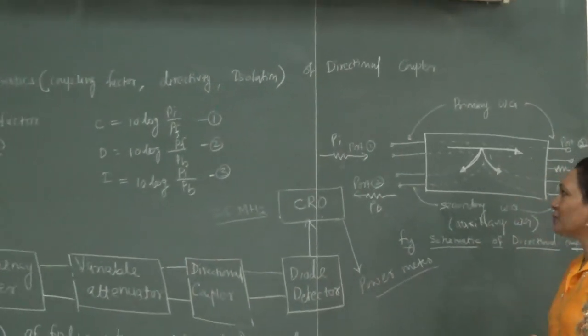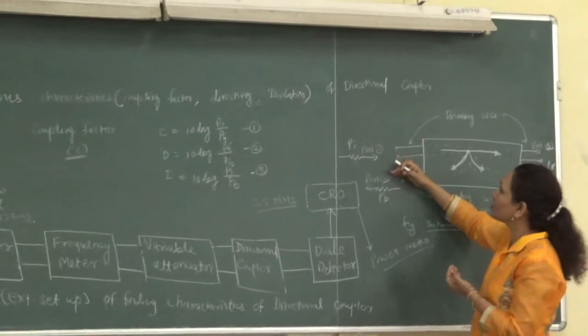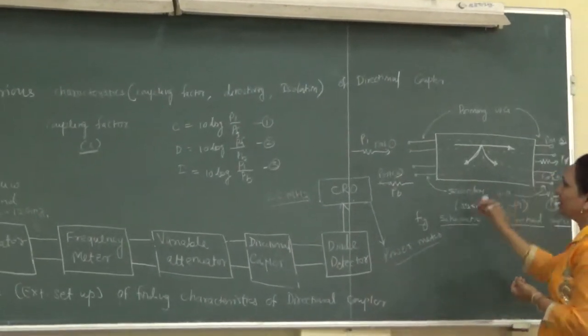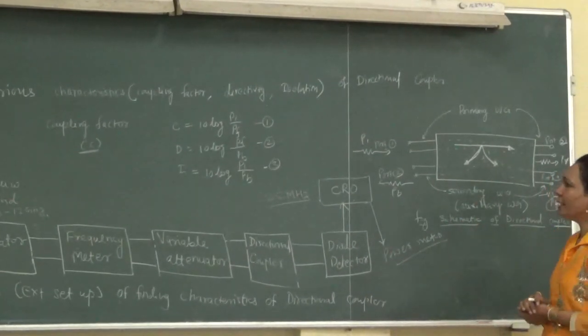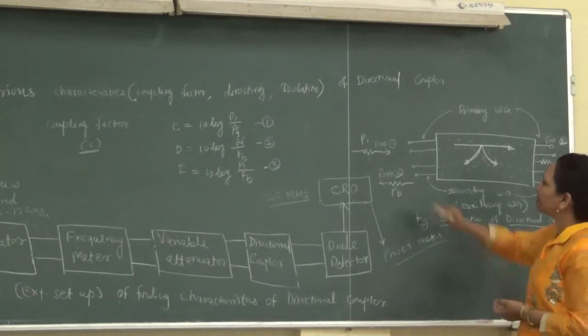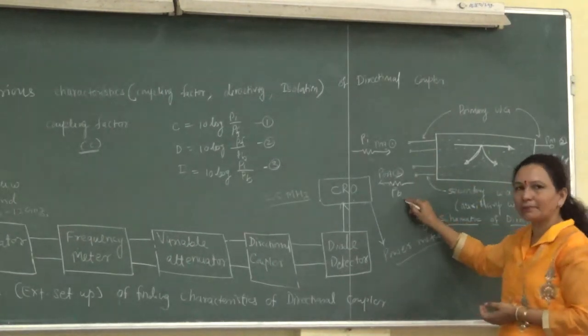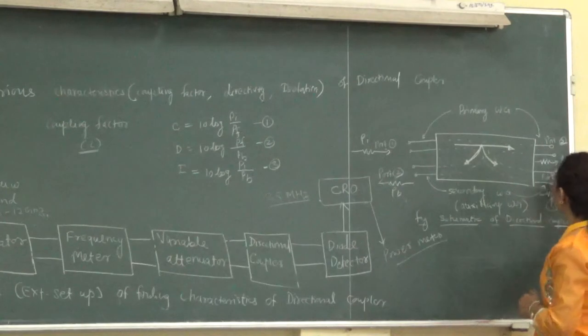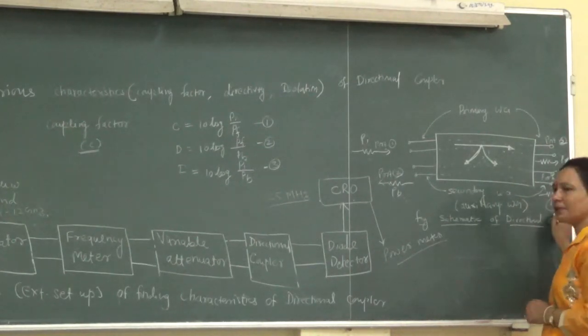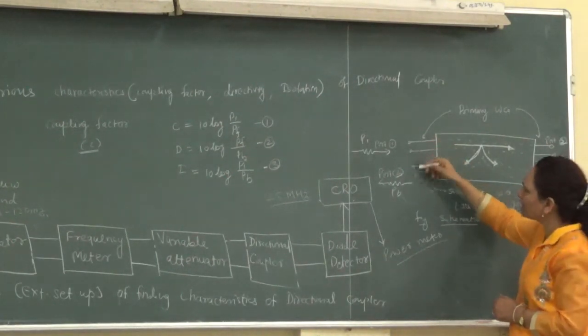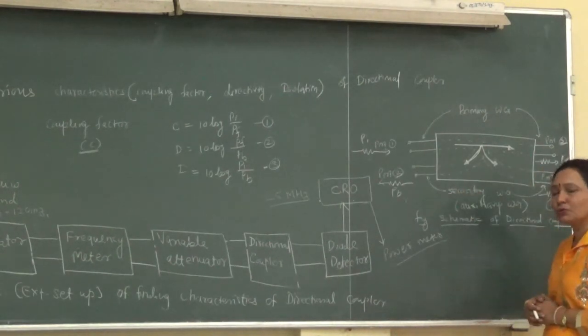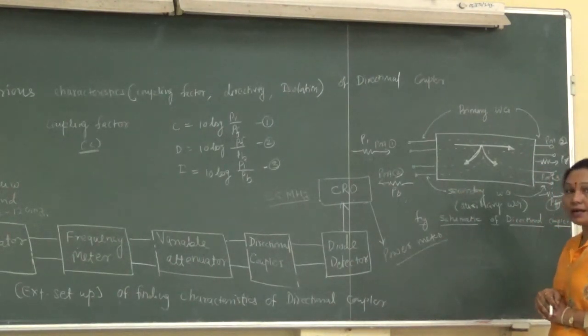Then next comes isolation. What is isolation between these two ports? That is denoted by I. Isolation is a ratio of the input power divided by the back power. Similarly, you can write isolation as a ratio of PI divided by PB. How much amount of isolation is there between these two? There should be 100% isolation, right?